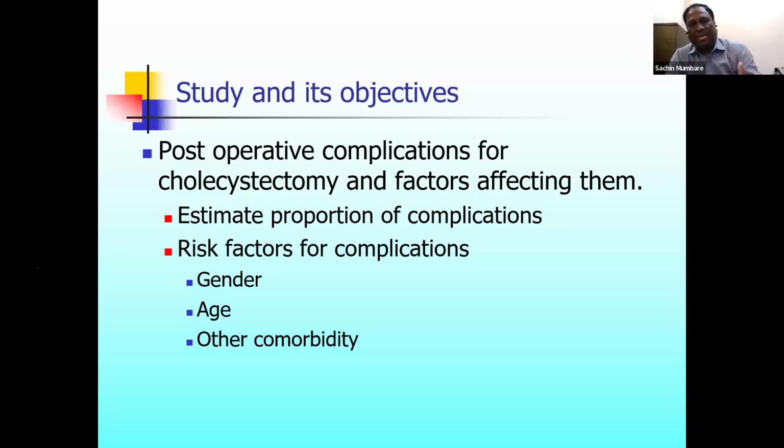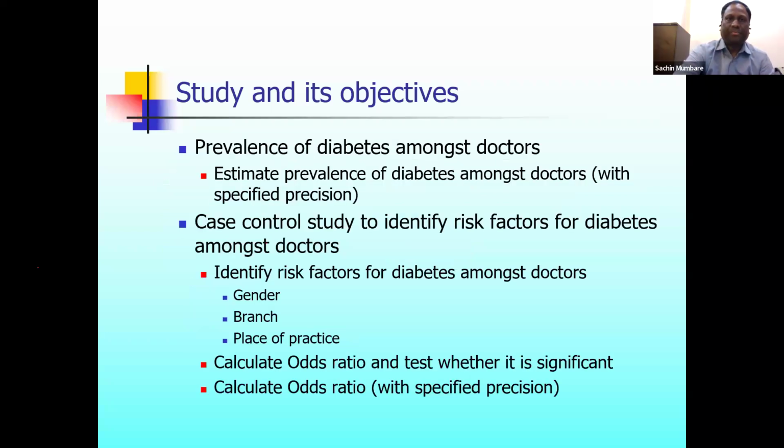And if there are more than one objectives, then how to estimate sample size? We'll see. The first step is to just enlist all the objectives like this. First objective is to estimate proportion. Second objective is to identify risk factors, and these are the possible risk factors.